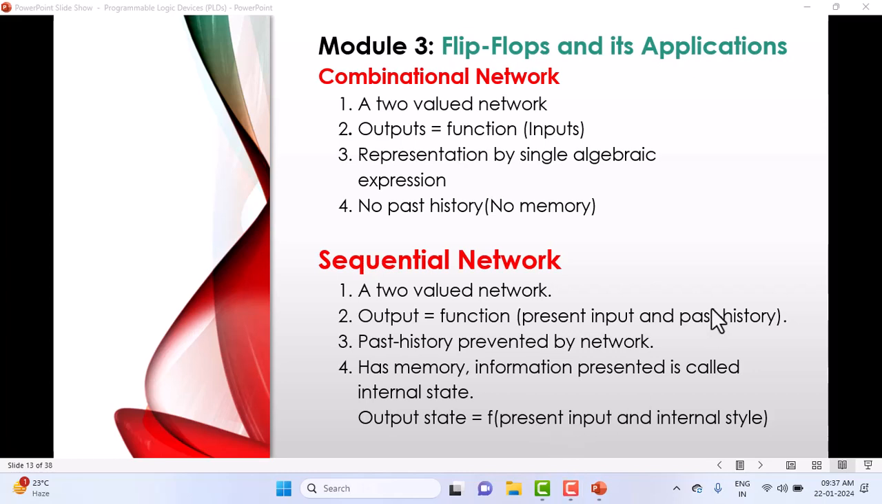Okay, let's get started. Last class, you see where we have stopped. We covered this for those who have not come to the last class. Kindly look at that. We started with flip-flops and its applications with module 3.